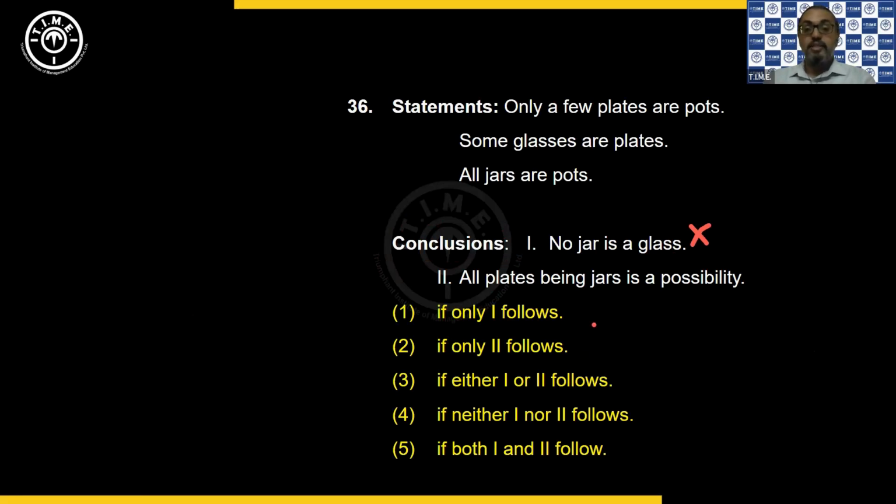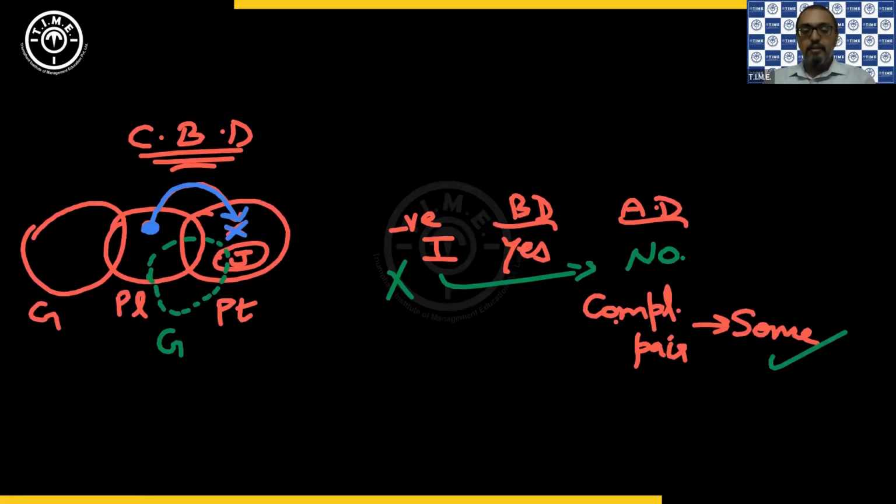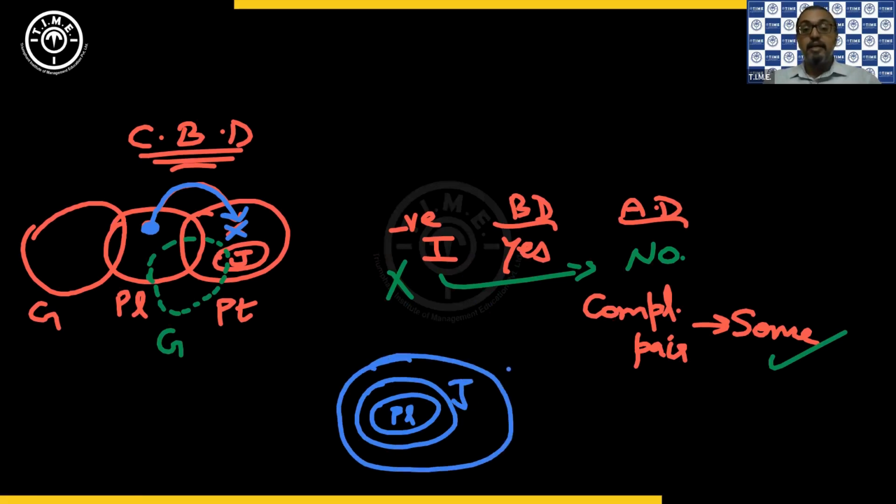Now, let's look at 2, that says all plates being jars is a possibility. So if I take all the plates and put them inside jars, like this, the complete plate, if I put it inside a jar, but we already know that the complete jar is inside pot. That is not possible. Why?